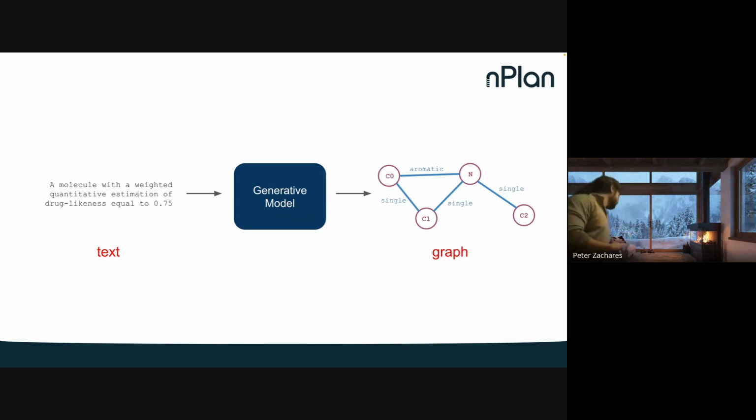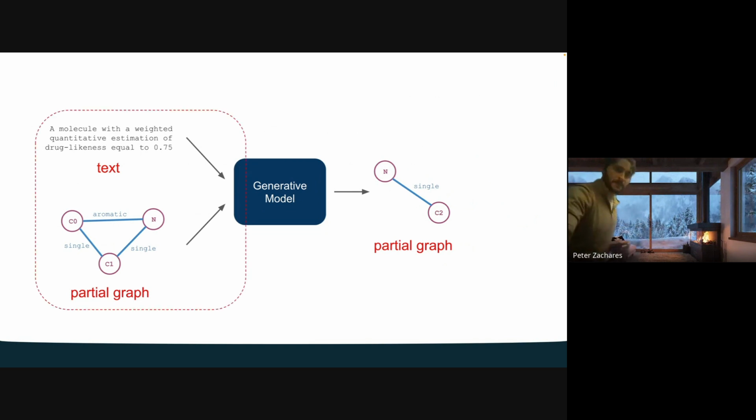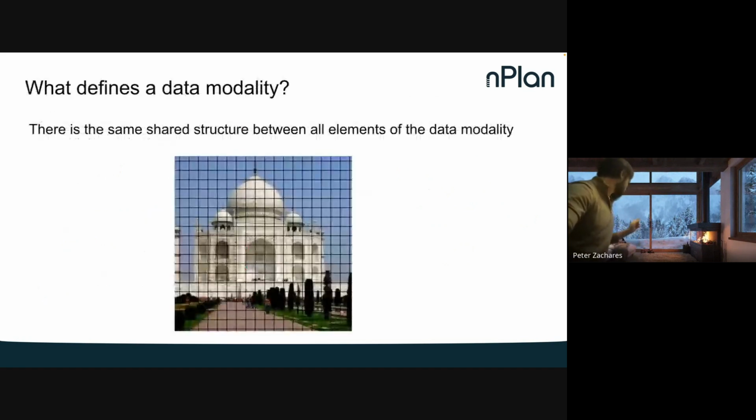Okay, so before I said that we're going from text to graph, but actually, because of the approach we took, we're going from text and partial graph to partial graph. A lot of this work was figuring out how to marry these two representations together. But before going down that route, I wanted to talk about what defines a data modality.